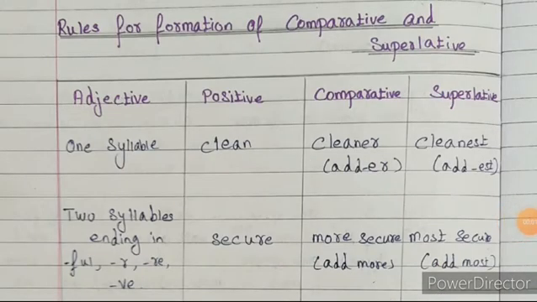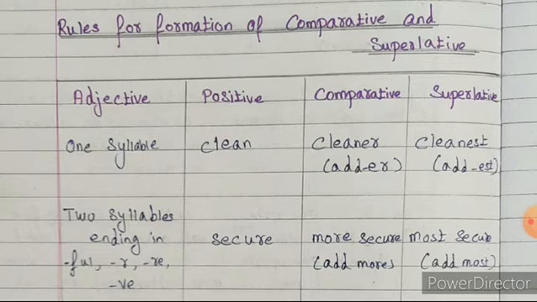Now look at the rules for formation of comparative and superlative degree, children. If the adjective is one syllable, for example clean. Clean is the positive degree. Pronounce the word. How many syllables are there? Only one syllable. If it is one syllable, you have to add just er for the comparative degree. So the word clean in the positive will change to cleaner in the comparative.